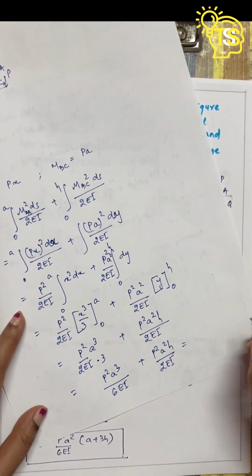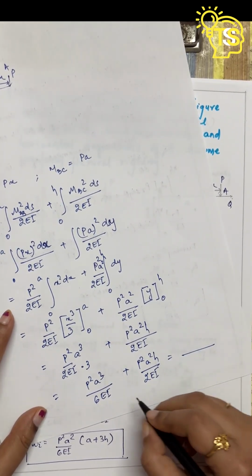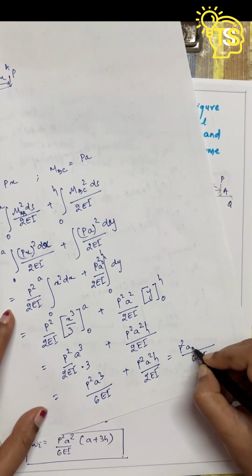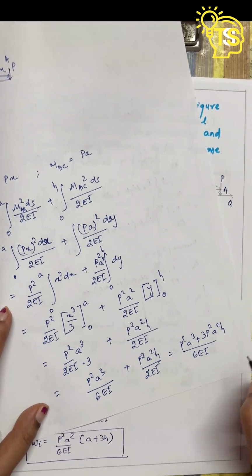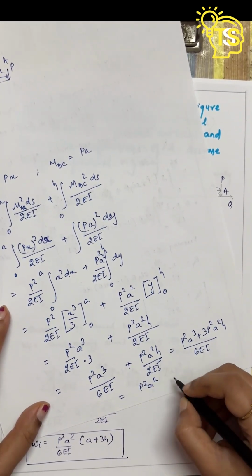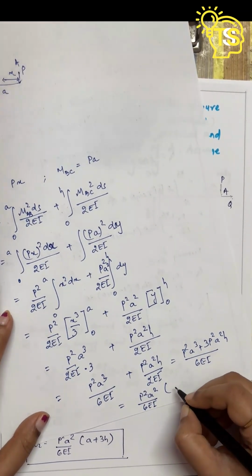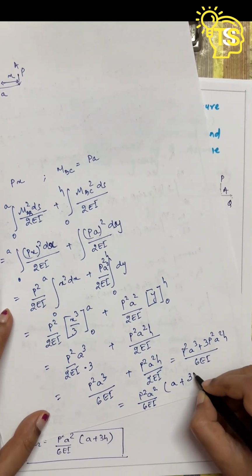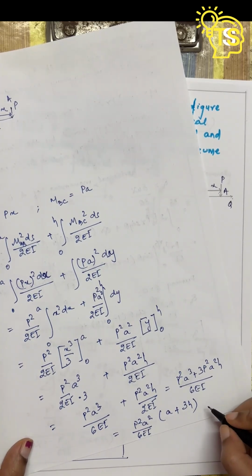Now integrating it, we will get, now taking LCM, we will get 6EI. Here P square a cube plus 3 P square a square h, and now by taking common we got P square a square upon 6EI into 2a plus 3h. Now this is the strain energy we got.